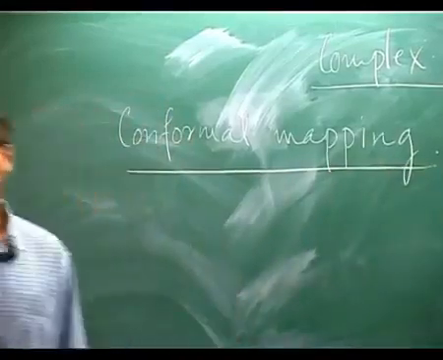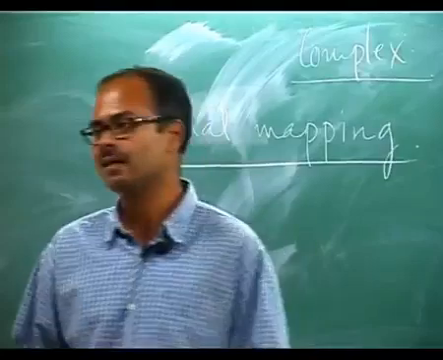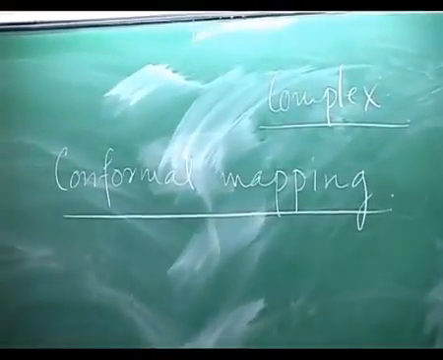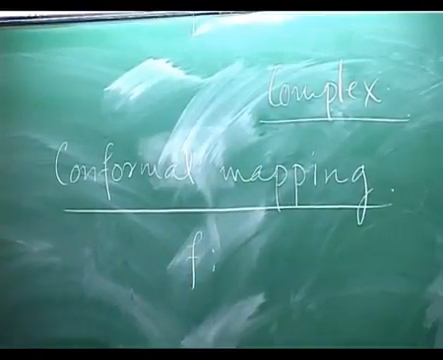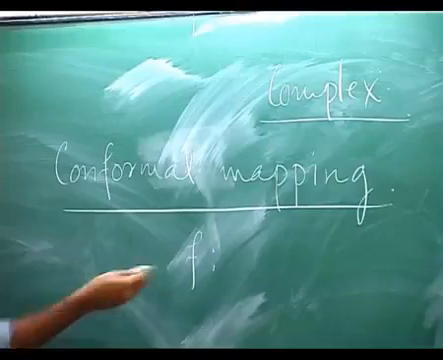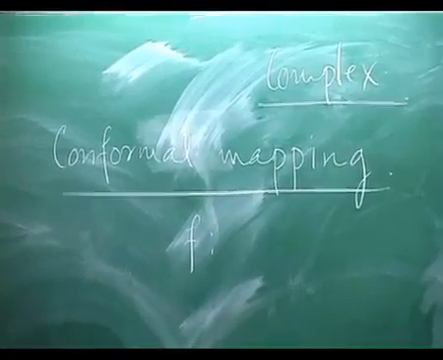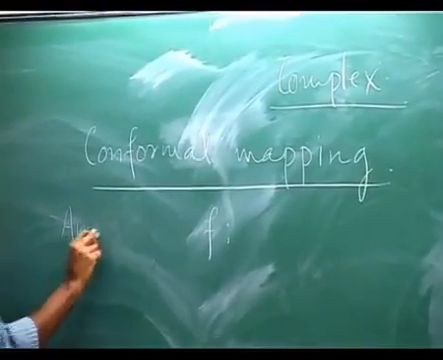So what is a conformal mapping? Conformal mapping is a mapping which preserves angles. So how does it work? If you take a map, say, you can take a meromorphic function. Let's think of holomorphic functions to start with. So we have an analytic function, differentiable in the complex sense.